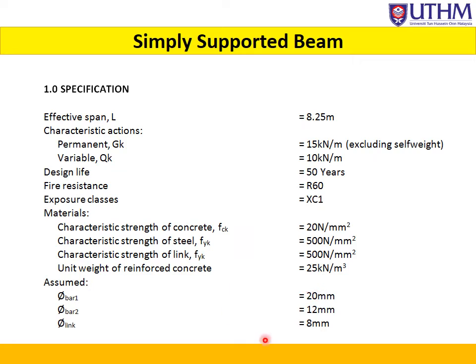It is important here that we make an assumption for our bars. The bars required are: bar 1, this is for the tension reinforcement, we use 20 mm. For bar 2, this is for compression reinforcement, we use 12 mm. And for link, the diameter is 8 mm.